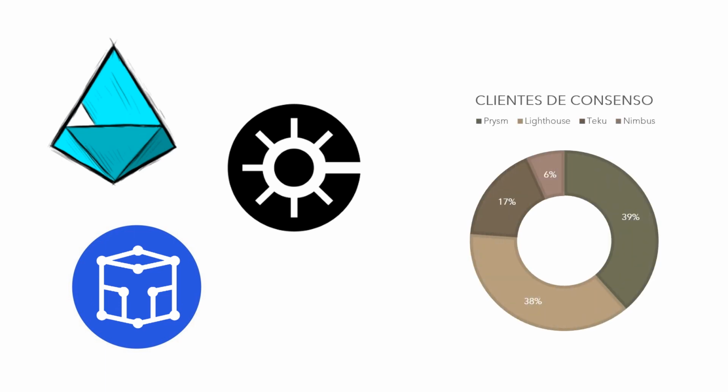Examples of consensus clients are Prysm, Lighthouse, and Teku. There is a greater balance between implementations in this area, with Prysm and Lighthouse being the most used clients. As consensus clients are newer than execution clients, it is natural that there is no predominance of only one implementation.